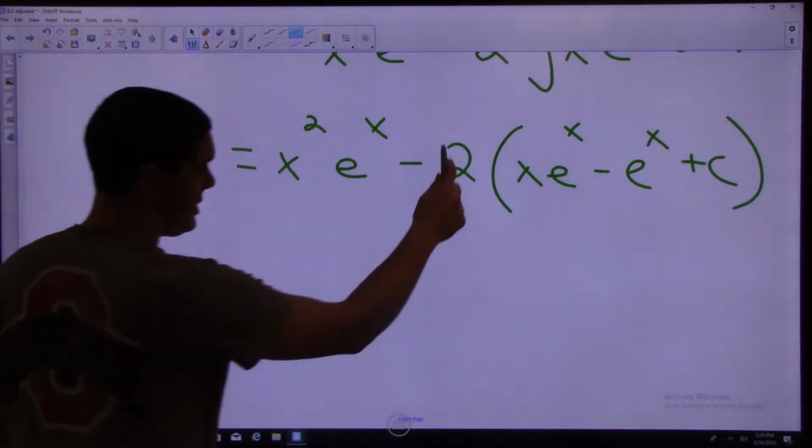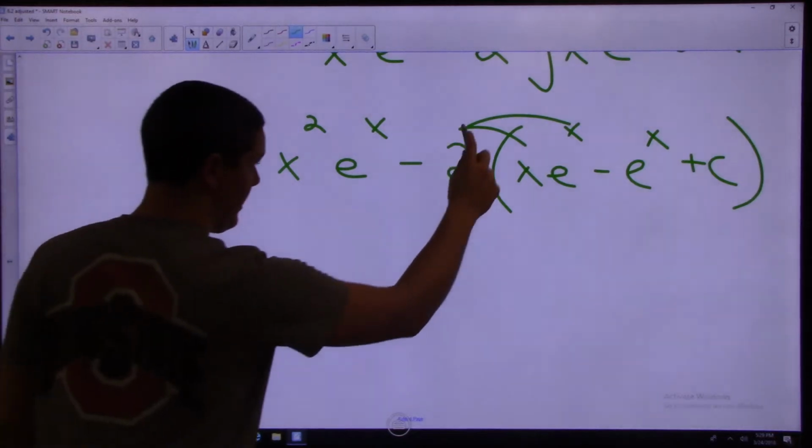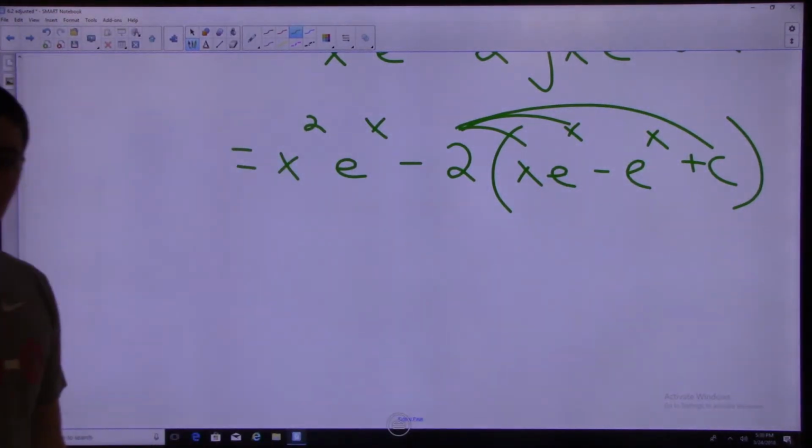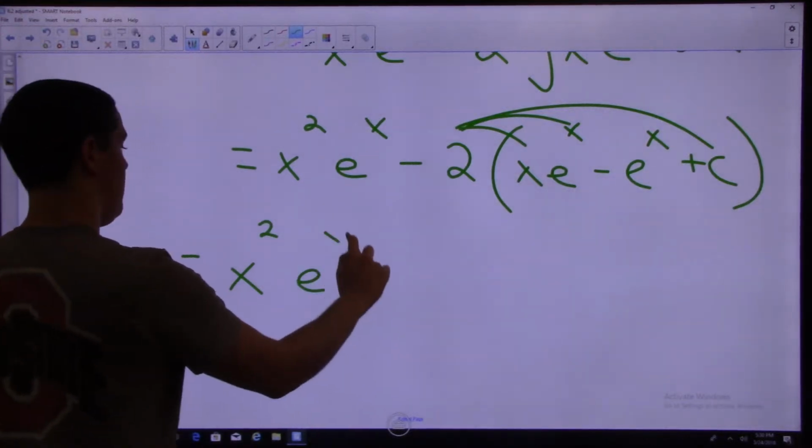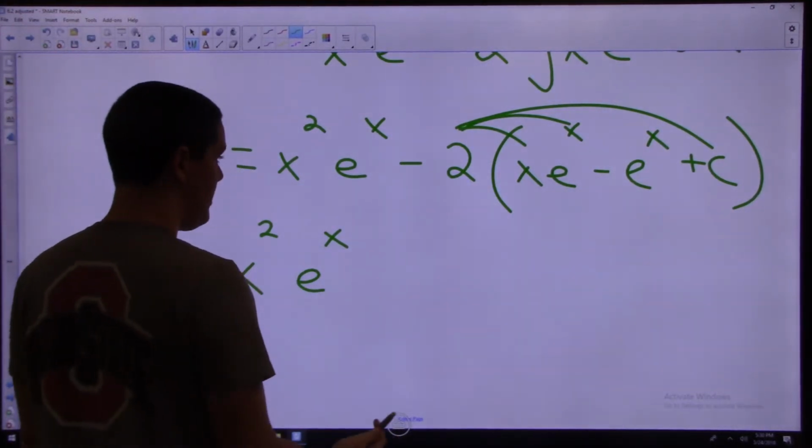So I'm just going to distribute this negative 2 through now. And when I multiply negative 2 times a c, that's still going to be a constant. I don't know what that constant is, but it's still going to be a constant, so we'll leave it as plus c. Or you can put minus c, it's no big deal.